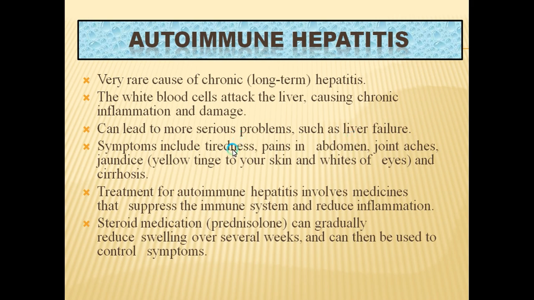And what are the symptoms? Tiredness, pain in the abdomen, joint aches, jaundice, that is yellowish discoloration, and cirrhosis. For treatment, we have to give medicines which will suppress the immune system to reduce inflammation. So we give steroids for these people, which have to be given for several weeks, and this controls the symptoms also.